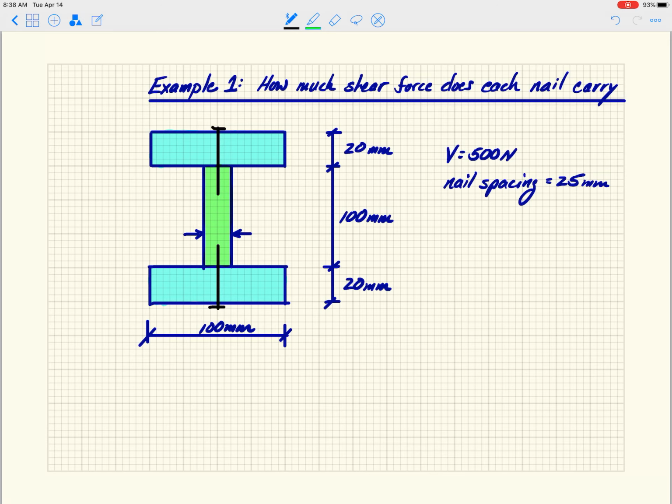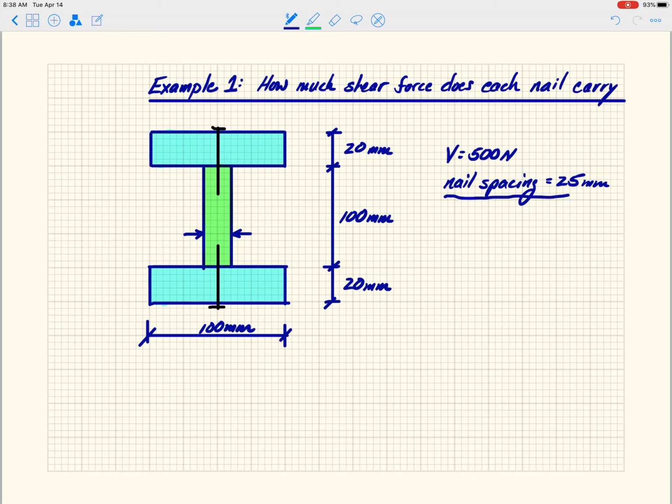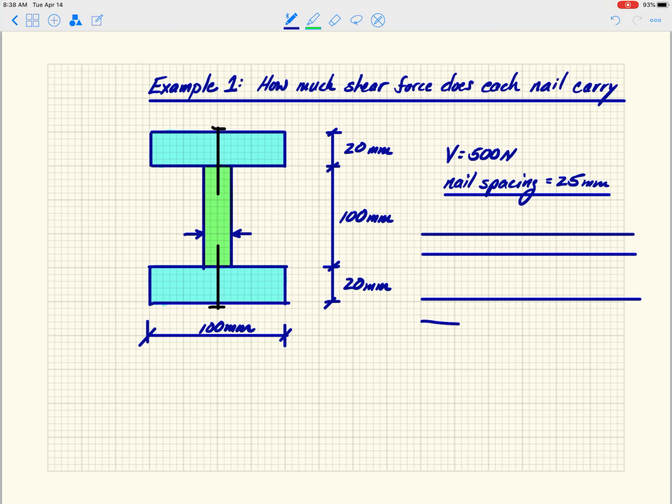What we have is this cross section, and you see all the dimensions there. The key is that we're going to evaluate this for a nail spacing of 25 millimeters. So what that means, I'm going to redraw this a little bit here, and then I'll show you that that's not the entire beam. So this is an elevation side view of the beam. And to highlight that, let me color this in green.